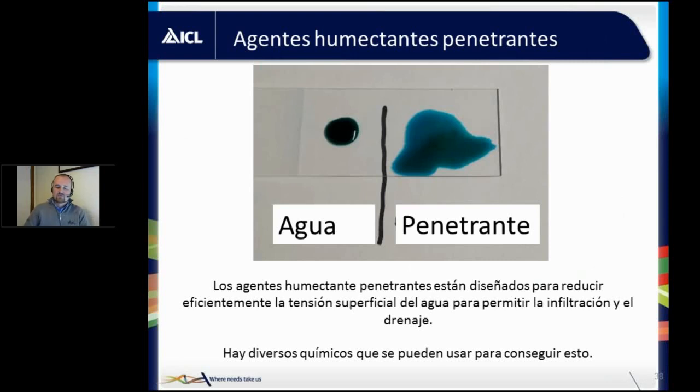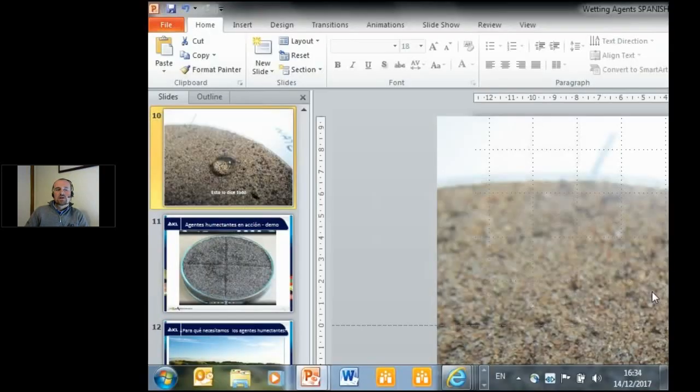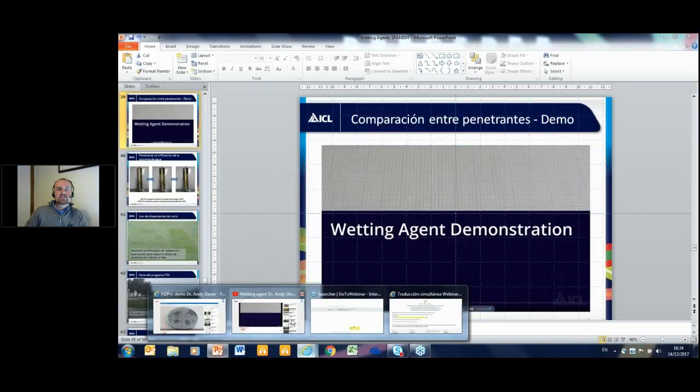What we have with a penetrant wetting agent is a wetting agent that is designed to efficiently reduce the surface tension of the water. You can see on this slide, here I've dripped just water onto the surface, and here I've dripped a penetrant wetting agent, and you can see that spread of the wetting agent. There are a number of different compounds that can be used to achieve this reduction in surface tension. I would like to demonstrate that again with another short video, so I'll just drop out of my presentation and jump into the second video.